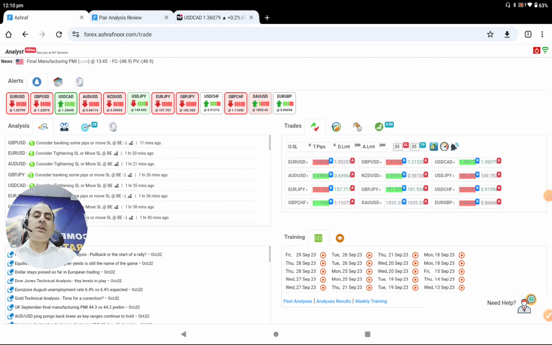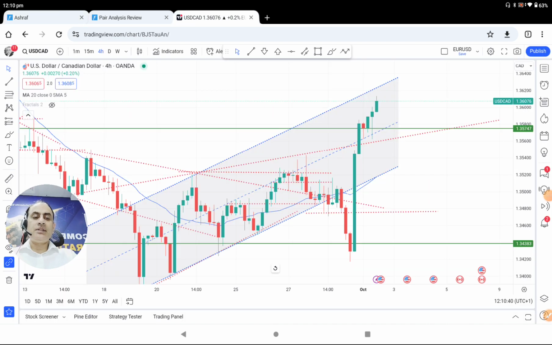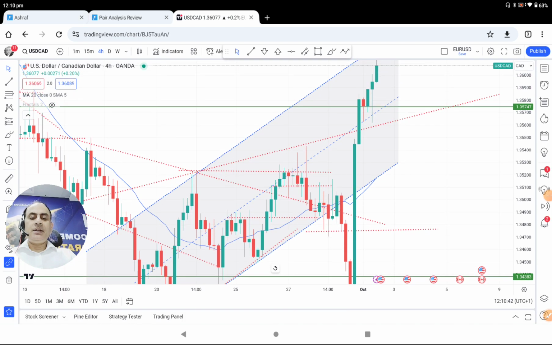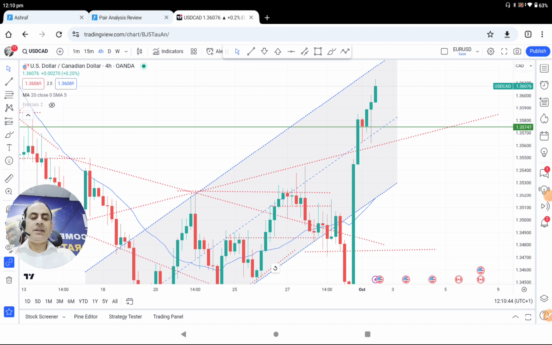Let me share with you guys how we analyze the market, dollar CAD. That was pretty straightforward. As explained, we had a reaction last week. As explained to my traders, there's a possibility price is going to develop a pullback, and that's a sign of continuation. That's exactly what we're looking at here.